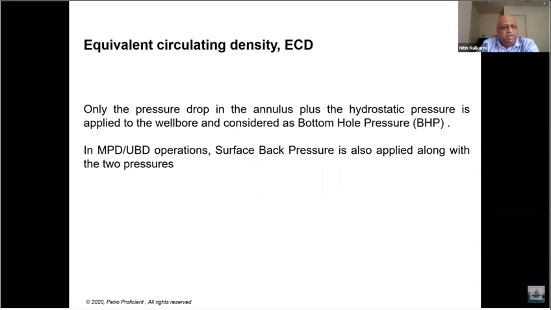So ECD is nothing but when you are circulating, you get additional pressure in the well, and this pressure drop in the annulus plus the hydrostatic pressure applied to the wellbore plus the surface back pressure applied to the wellbore is a combination of the factors that determines ECD.